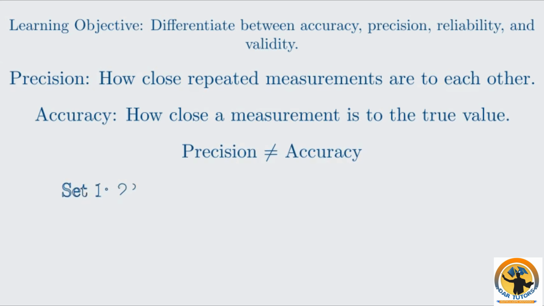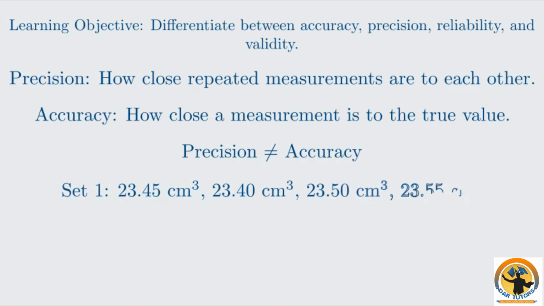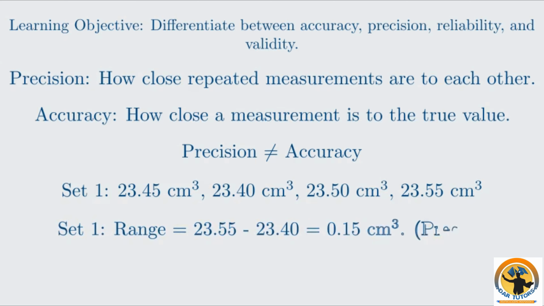Suppose we have a set of titration results, 23.45, 23.40, 23.50, and 23.55 cubic centimeters. The range of these values is only 0.15 cubic centimeters. Because they are so close together, we can say these results are highly precise. The small spread in the data points indicates good precision.